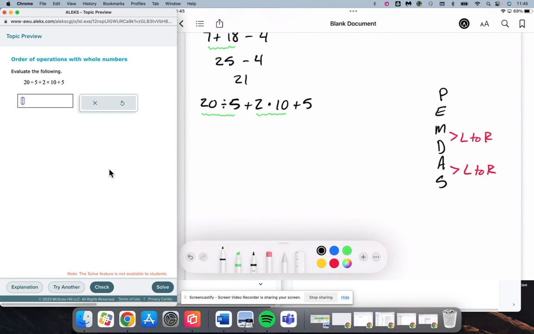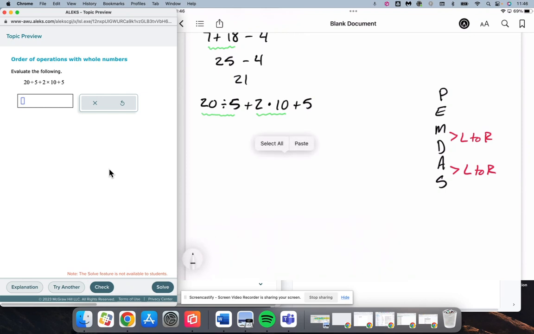In this instance, I am not going to do the multiplication first because we see division first on the left. It's important to recognize that whatever we see in the case of multiplication or division from left to right has to be done in the order left to right. So 20 divided by 5 is going to give us 4 plus 2 times 10 plus 5. And you'll see that I'm rewriting everything in the problem exactly how it was in the line above so that I don't make a silly mistake.